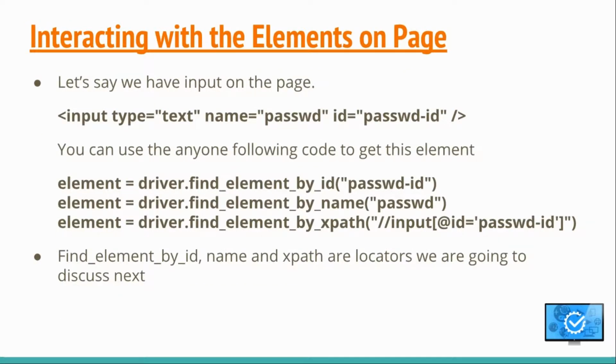Next, if you want to interact with the elements on the page while writing Selenium test cases in Python, suppose we have an input box where the name and ID fields are already mentioned. How can you access this element using different locators? You can access it with a function known as find_element_by_id and pass in whatever ID you find. Similarly, in the second line, you can get this element if you already know its name.